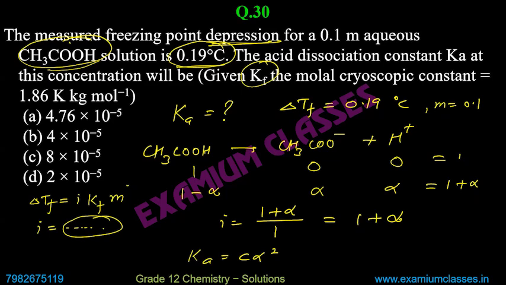So the value of I from here, you will get delta TF 0.19 divided by 1.86 into 0.1. So 0.19 divided by 0.186.